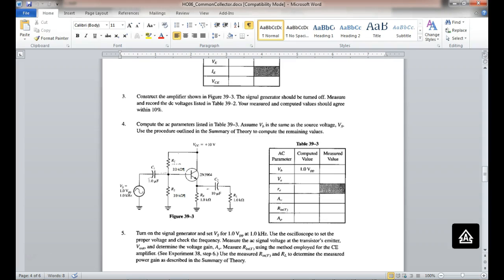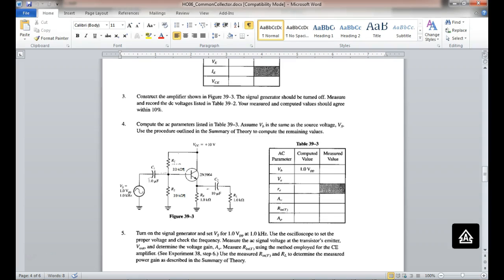How are we doing on time? What we're going to do is put a 10K pot in series with it. Oh, we're getting some positive feedback. We're going into oscillation. So y'all see how it oscillates?